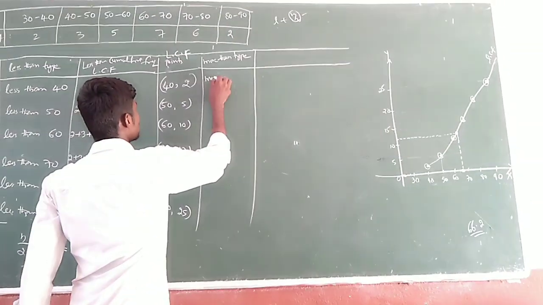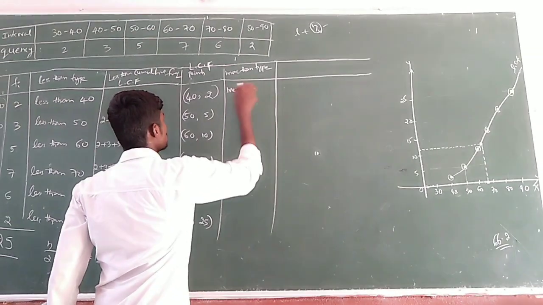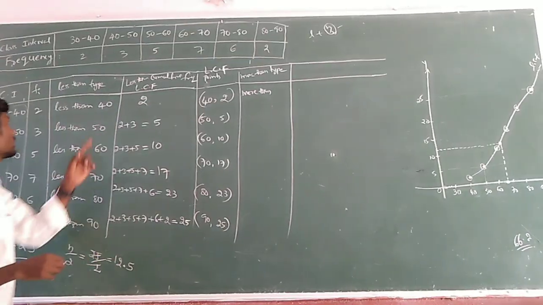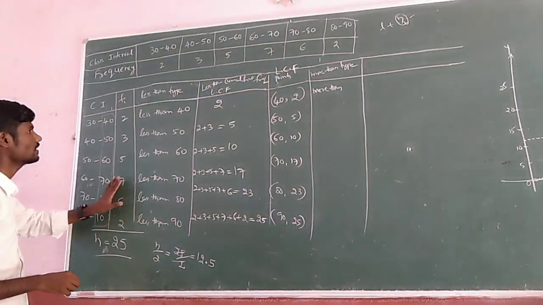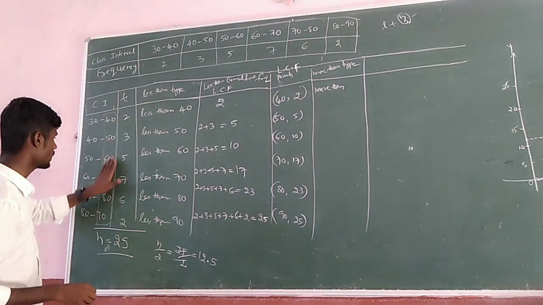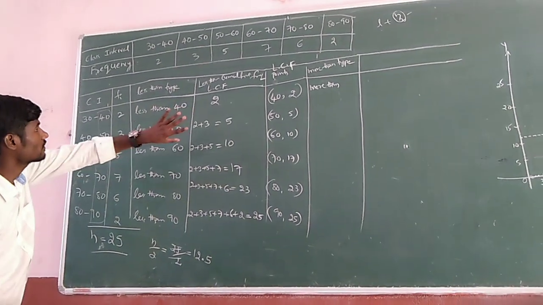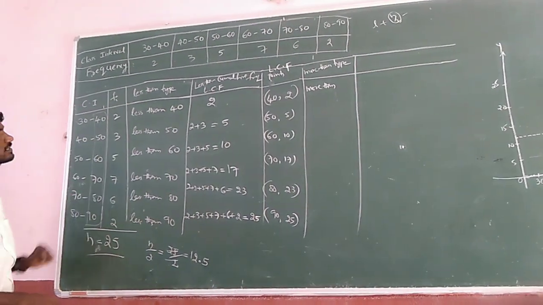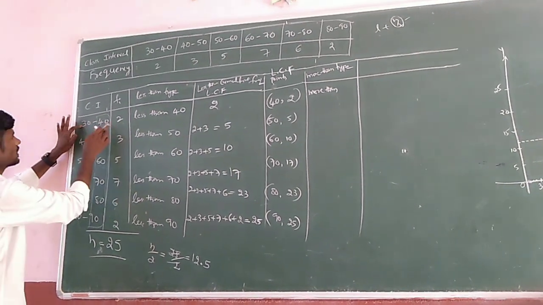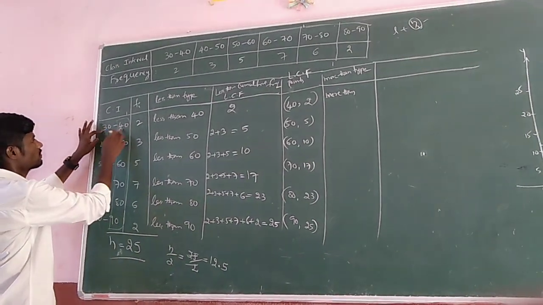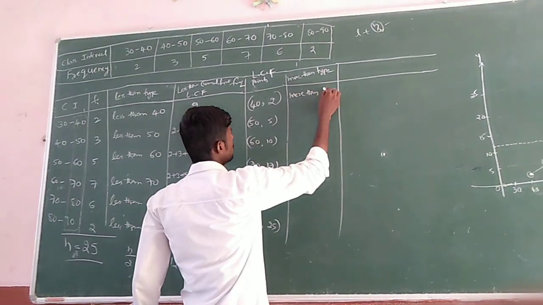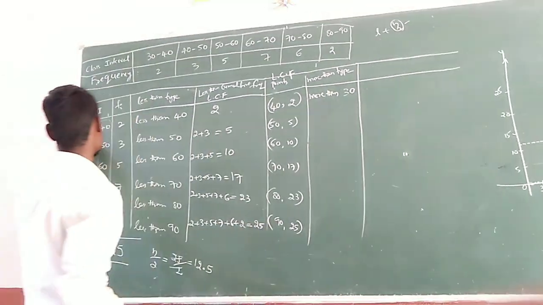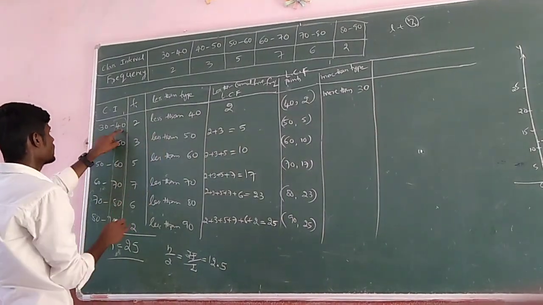In this more than type, if it is less than, we have to consider the upper boundary. If it is more than, reverse, you have to consider the lower boundary. Because for more than 30, you have to take everything more than 30. See here, in this range, more than 30, how many do you have?